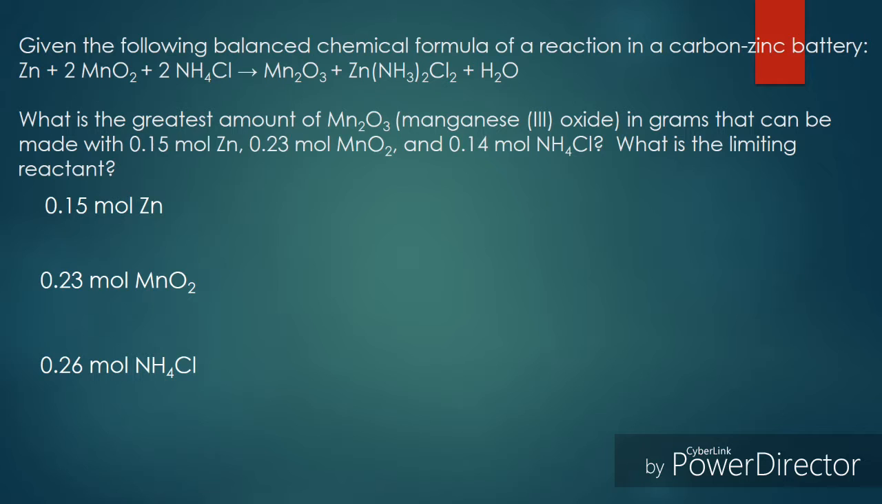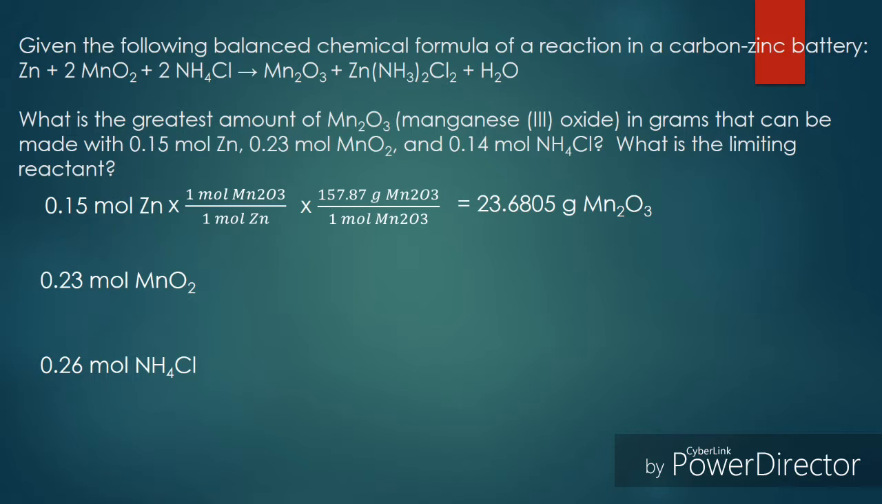Starting with zinc, I want to convert this into moles of manganese(III) oxide. So I multiplied by 1/1 because for every mole of manganese(III) oxide there is 1 mole of zinc. Next, I want to convert this into grams of manganese(III) oxide, so I multiplied by the molar mass. This would give me 23.6805 grams.